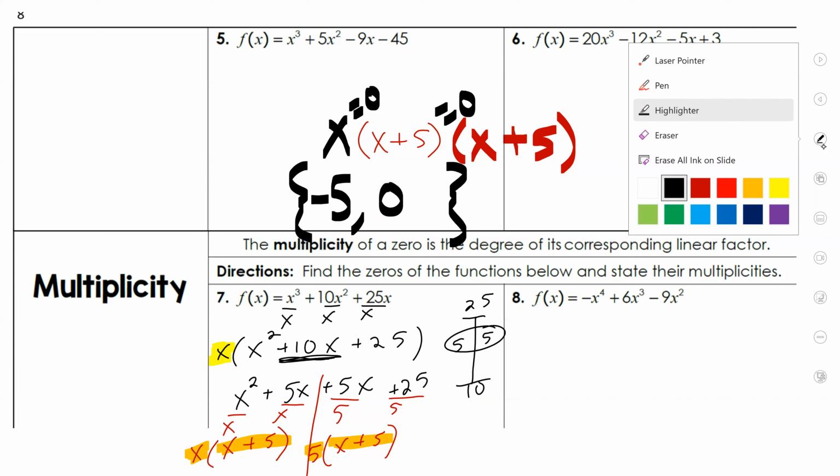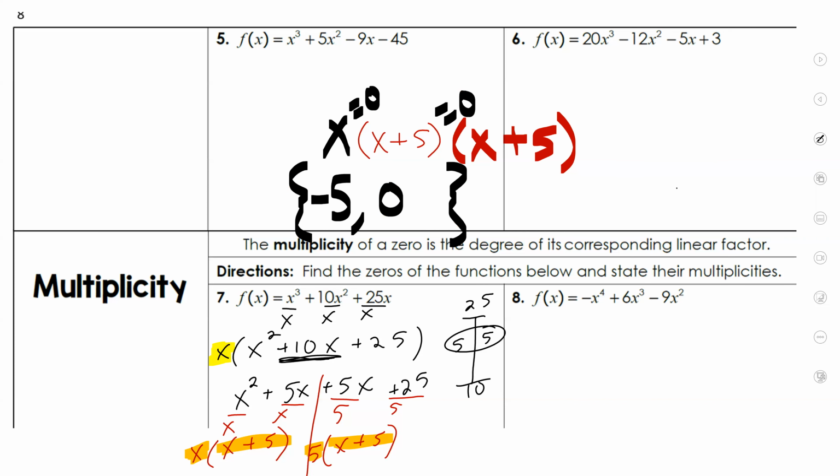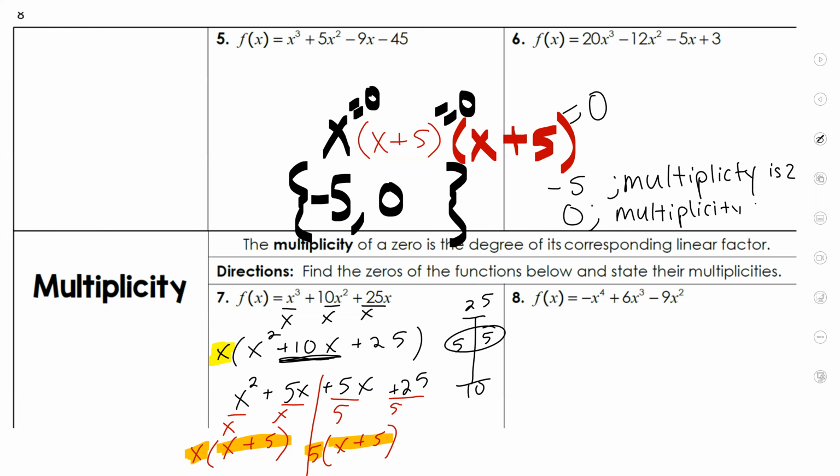Now, let's talk about what the multiplicity is of these. How many -5s are there? Right? Because this one, if you set it equal to 0, you also get -5. So the multiplicity for -5 is 2. So for -5, the multiplicity is 2. Or you can put of 2. 0, it's a multiplicity of 1, because there was only 1 0. Does that make sense? Okay.